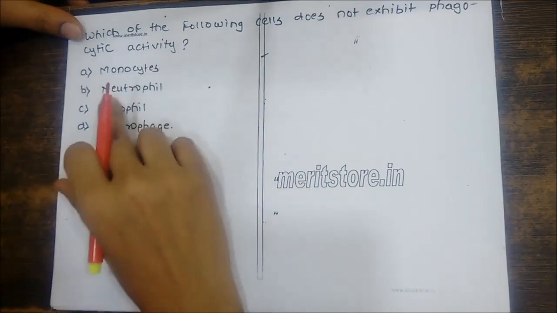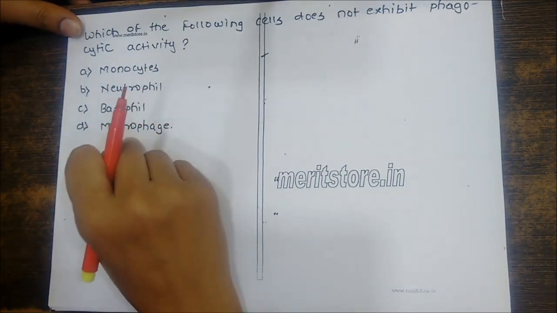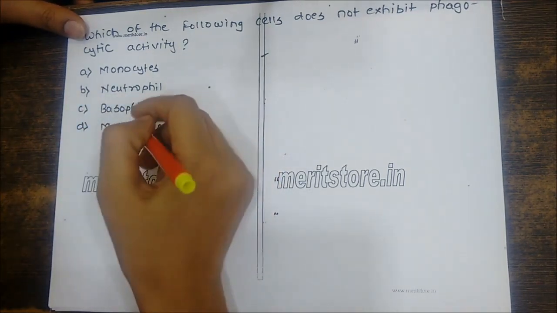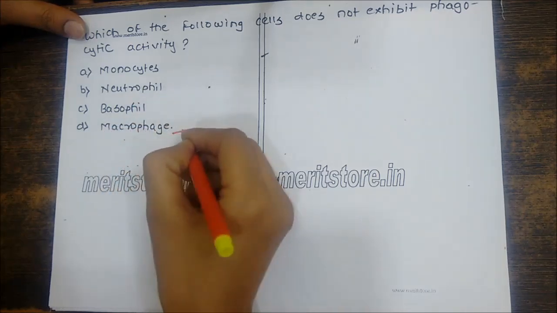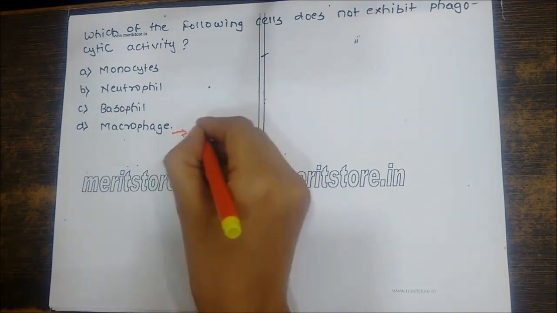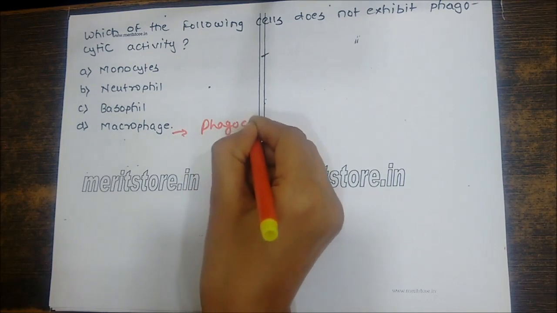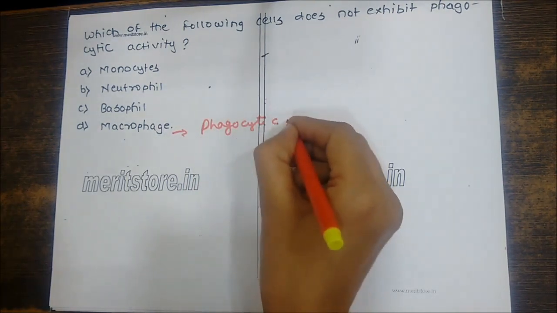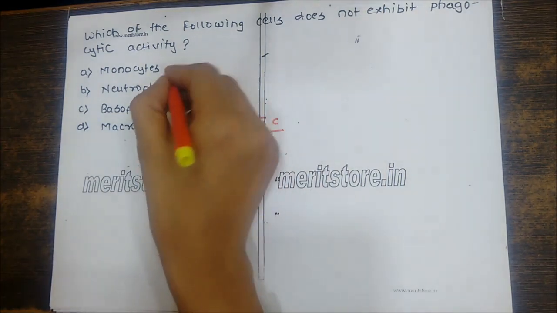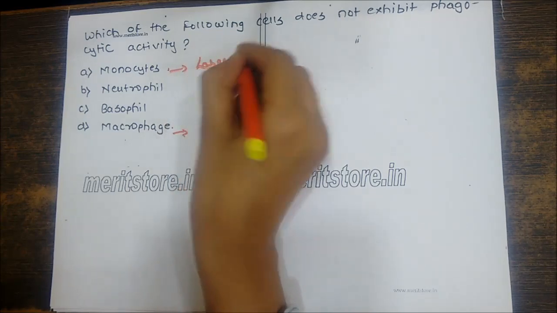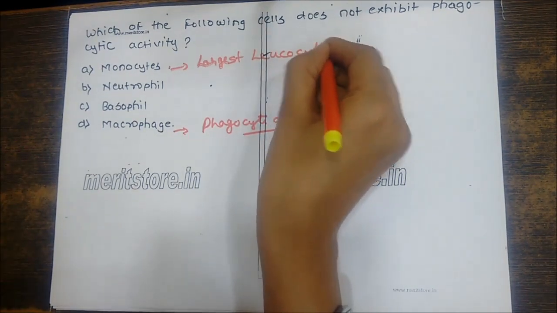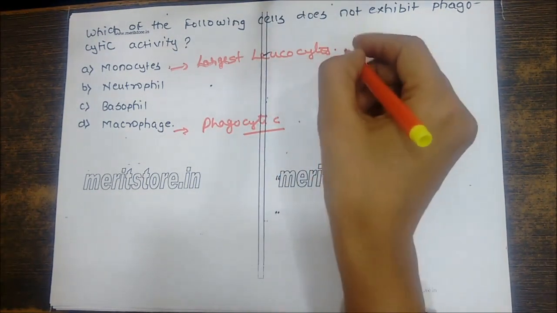Which of the following cells does not exhibit phagocytic activity? A. Monocytes. B. Neutrophil. C. Basophil. D. Macrophage. Macrophages are the cells produced by differentiation of monocytes in the tissues, and these are phagocytic in nature. And monocytes are the largest of all types of leukocytes, and they are mobile and phagocytic in nature.